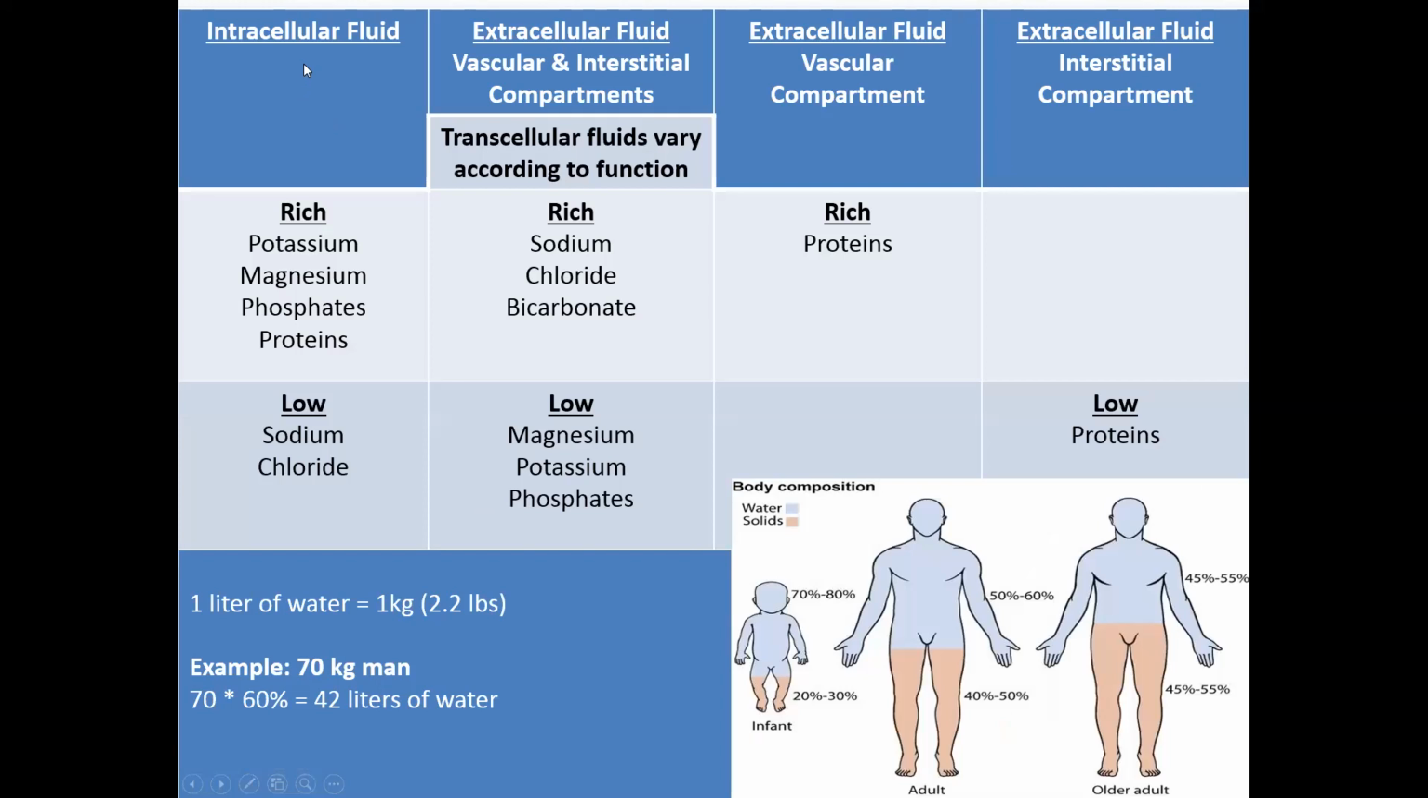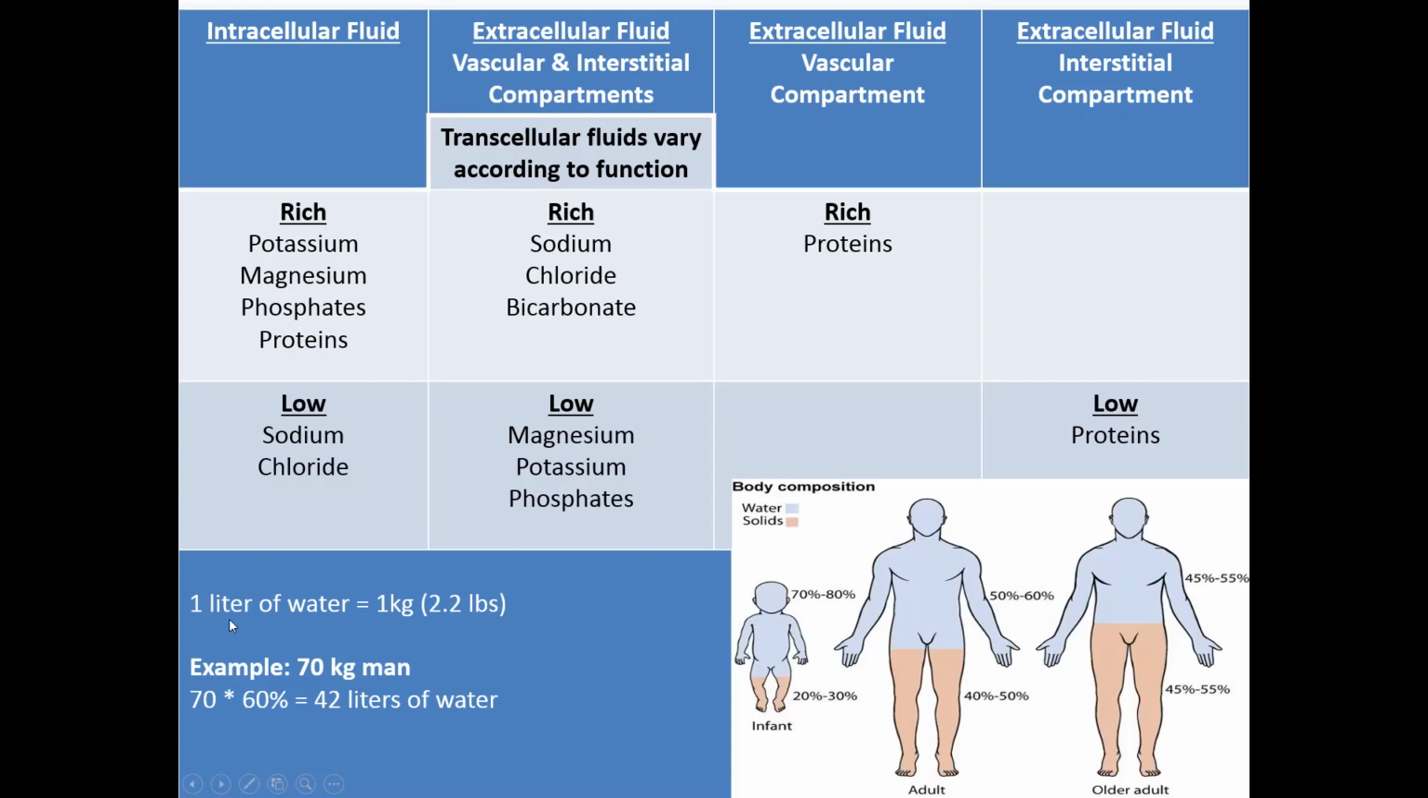So we said that inside of the cells, we have lots of potassium. It's our major intracellular ion. We have magnesium, phosphates, and proteins. We have very little sodium and chloride inside of our cells. In the extracellular fluid, which includes the vascular and interstitial compartments, we have lots of sodium, chloride, and bicarbonate, but very low levels of magnesium, potassium, and phosphates. We said that inside of our blood vessels, we have lots of proteins, and it's usually in the form of albumin. And in the interstitial compartment, we have very little protein.